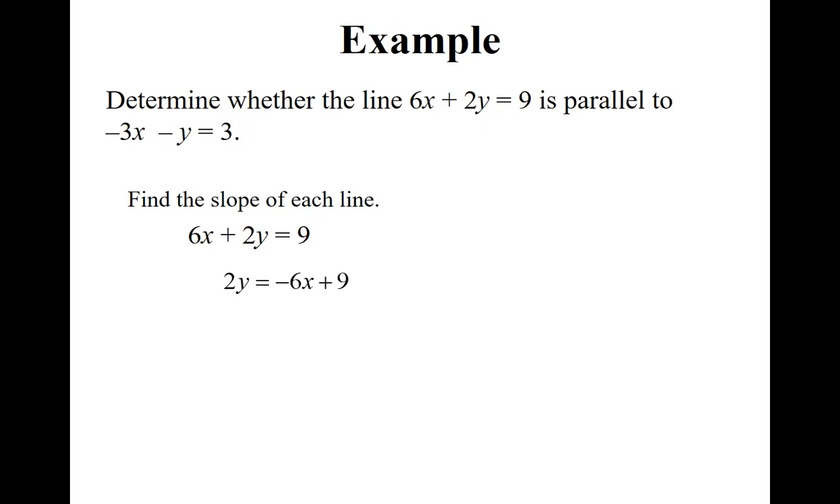So subtract the 6x from both sides. That moves the x's from the left to the right. Then divide both sides by 2, which divides everything by 2. Y equals -3x plus 9 halves. So the slope of the first line is -3. Y equals mx plus b. M is -3 here.